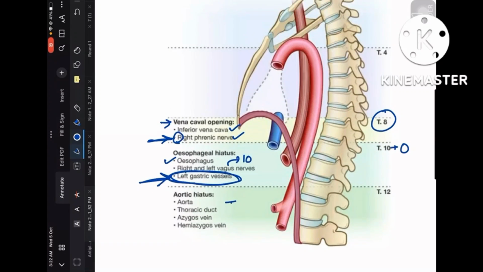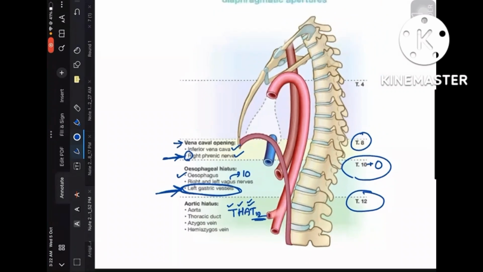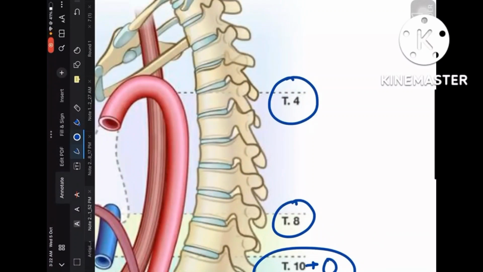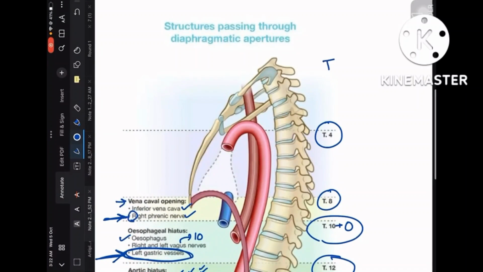Coming to aortic hiatus, the mnemonic is that. T12, aorta, azygous vein, hemiazygous vein and thoracic duct. So this completes the levels for you. So here, since this T4 is written, let us discuss one point regarding T4, guys.